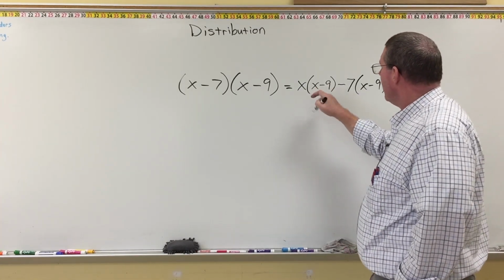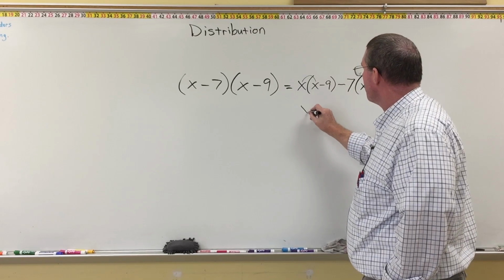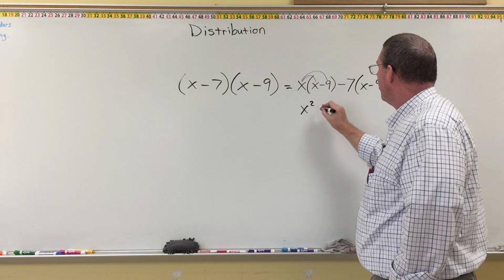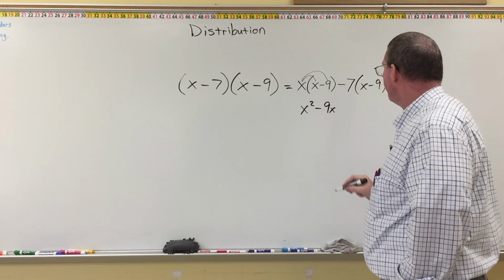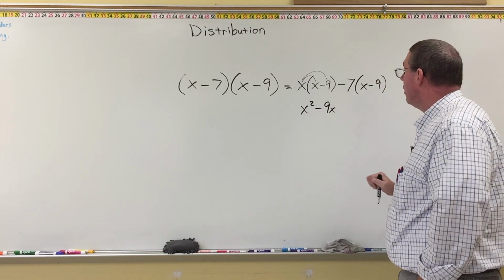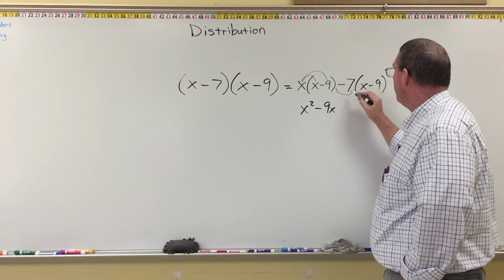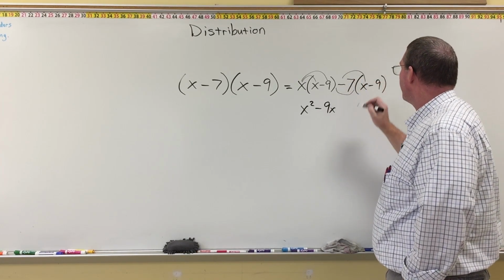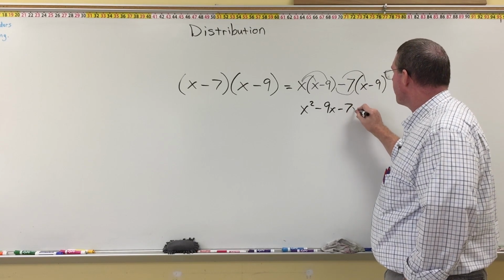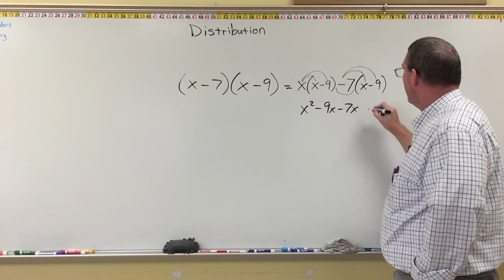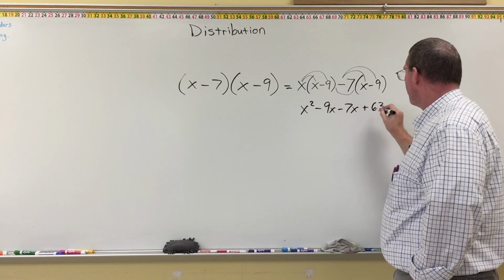Okay? So over here I would have to do the x times the x, which is x squared. Then the x times the negative 9, that's negative 9x. Now here, be very careful. We're not just going to do 7 times x. We're going to use the whole negative 7. Negative 7 times x is negative 7x. And then negative 7 times negative 9, that's plus 63.